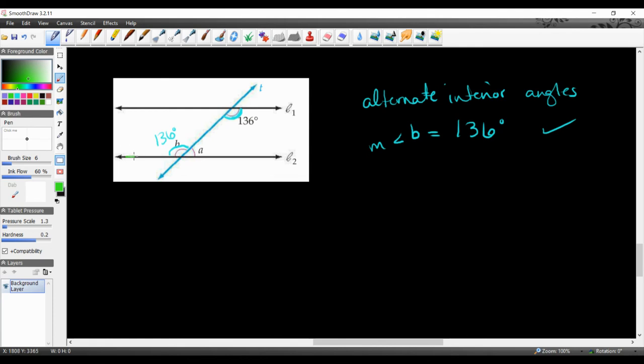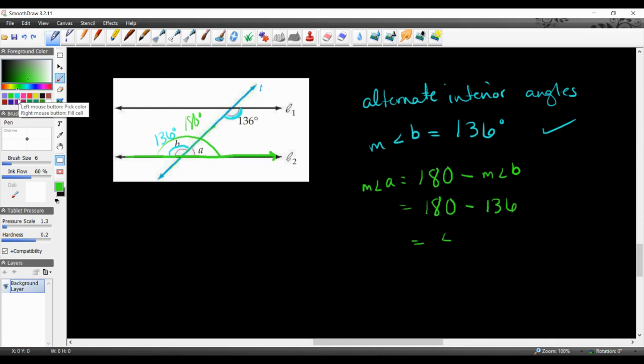So you should notice that this right here is a straight angle. Yes, it's being cut by this transversal, but this whole thing is equal to 180 degrees, okay? Which means that measure angle A can be found by subtracting 180 minus measure angle B. But measure angle B is just 136. So that's going to give us 44. Let me use a different color for that last number. So let's use this one. So measure angle A would just be 44.